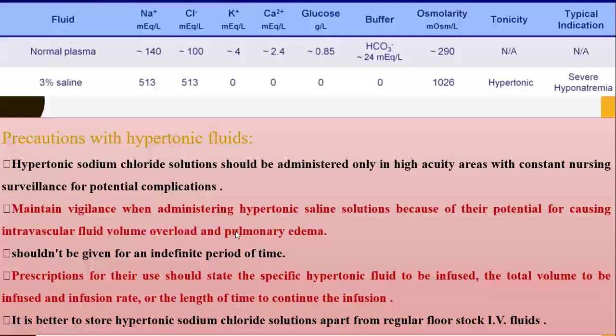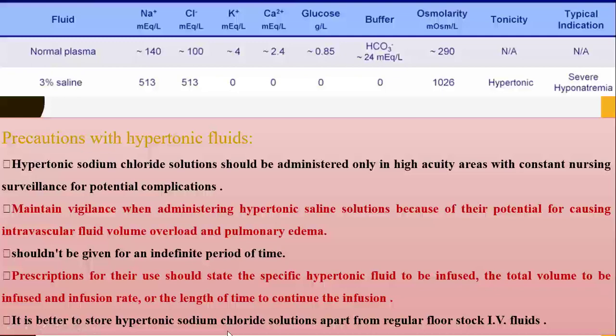It can sure cause intravascular fluid volume overload and pulmonary edema. It shouldn't be given for an indefinite period of time, and the prescription for their use should state the specific hypertonic fluid to be infused, the total volume, and the rate.